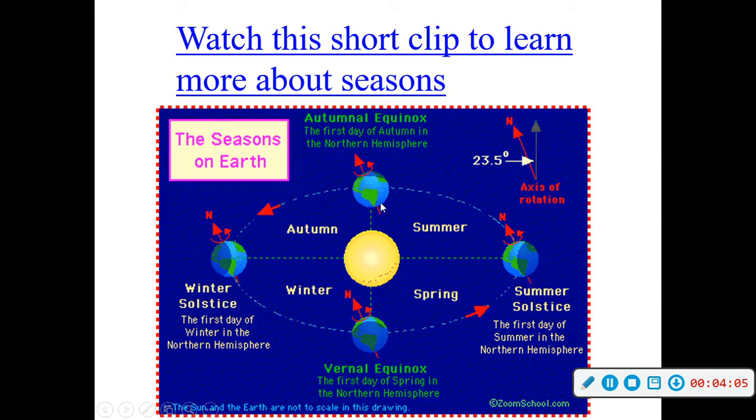Now the tilt doesn't matter because it's not tilted towards or away from the sun. So that's fall, because that's after summer. And then we come around to the next position, and the Northern Hemisphere is tilted away from the sun, so that's our winter solstice. And then we come back to the vernal equinox, which is also known as the spring equinox.